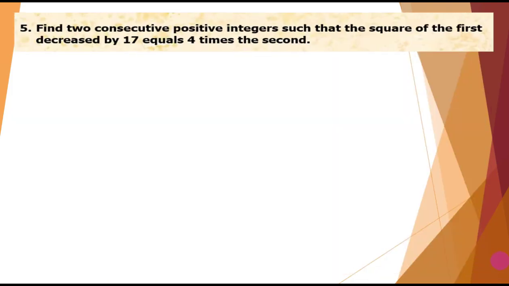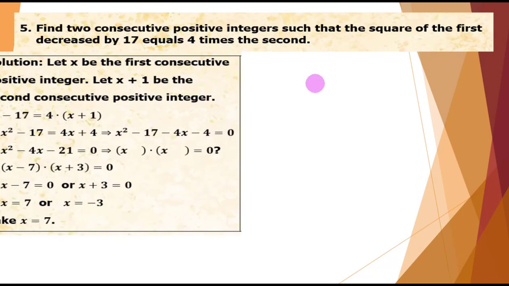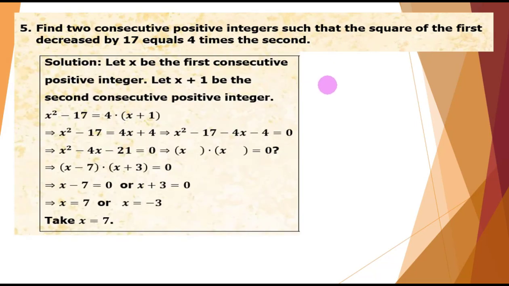For number 5, find 2 consecutive positive integers such that the square of the first decreased by 17 equals 4 times the second. So read the problem over and over until you internalize. But what is asked is we have 2 consecutive positive integers. So in this case, let x be the first consecutive positive integer, and of course, let x plus 1 be the second consecutive positive integer.